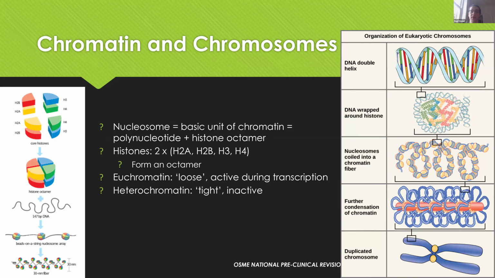Within chromatin, we have our euchromatin, which is loose and active during transcription, and our heterochromatin, which is tight and inactive. And within heterochromatin, we have 2 types as well: facultative and constitutive. Facultative can become transcriptionally active, so depending on epigenetic changes, that can become euchromatin. But our constitutive heterochromatin is repetitive and forms structures such as our telomeres and centromeres.